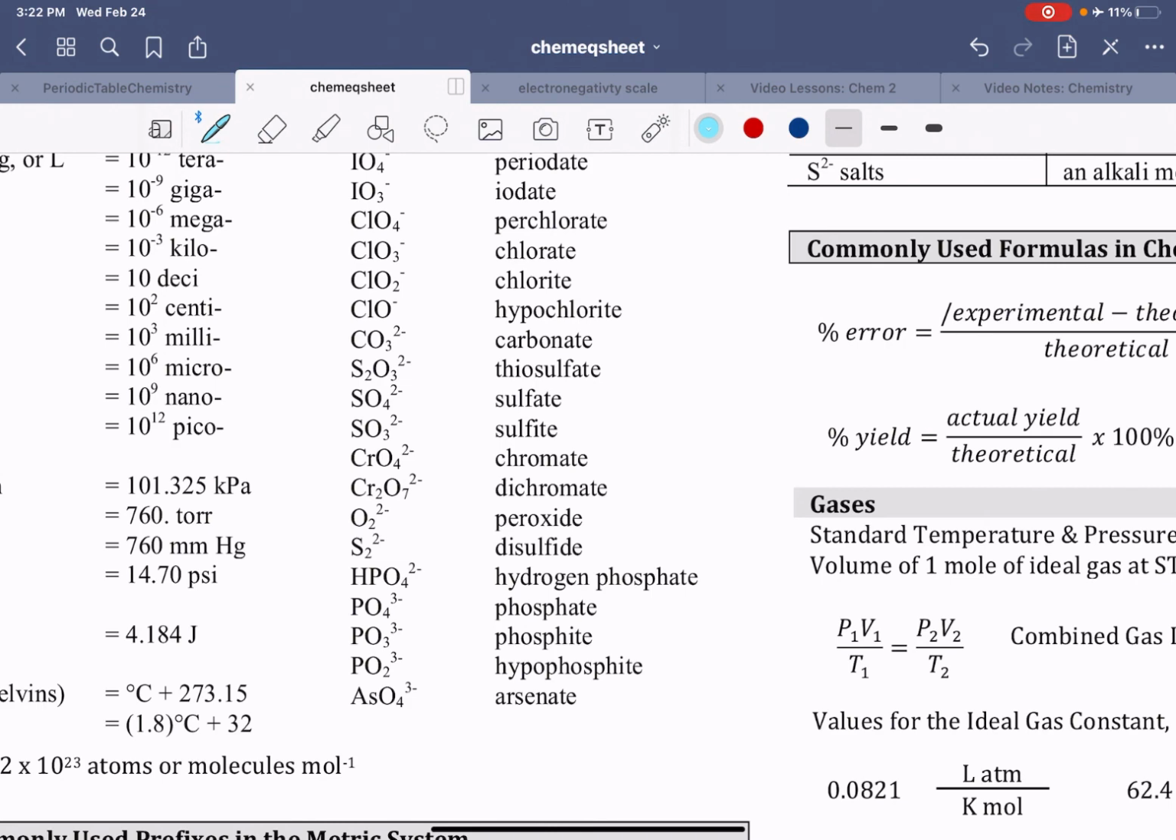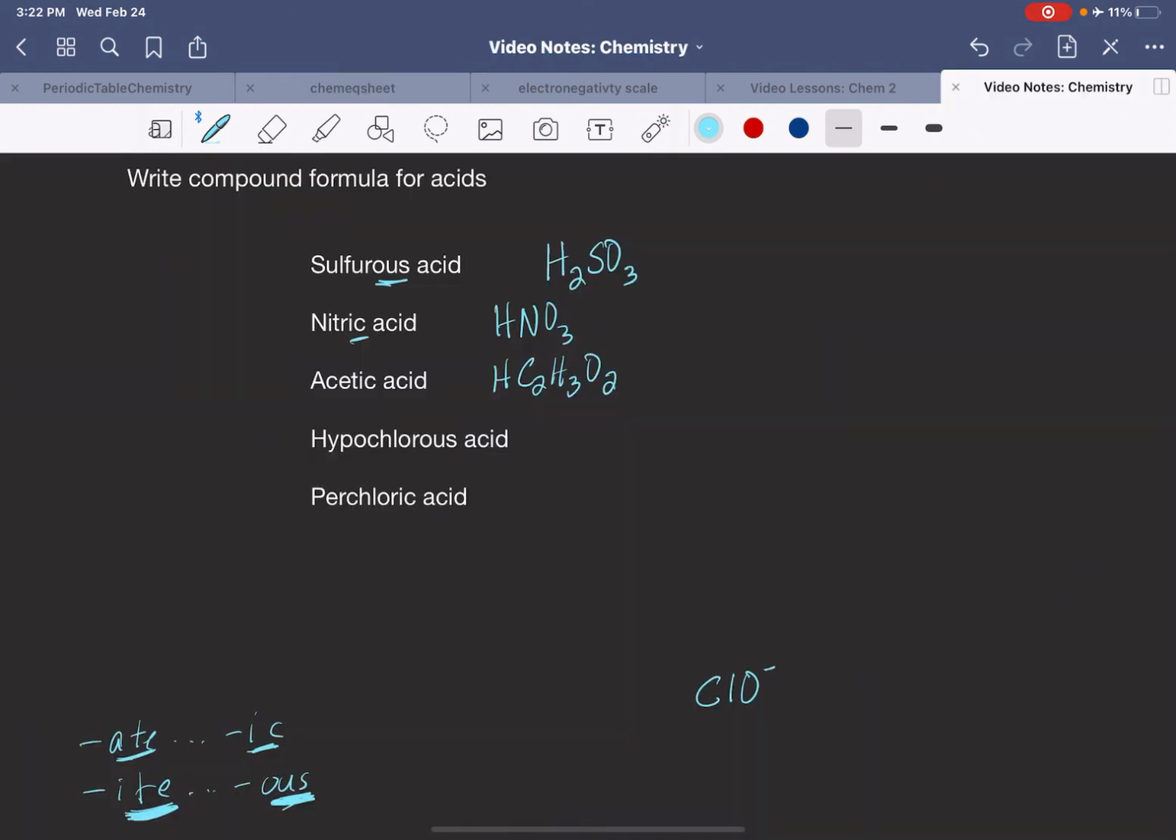But we're dealing with hypochlorite, ClO minus, right? So we've got ClO minus plus our hydrogen ion. The oxidation charge sums are already 0 by adding those together. So we've got HClO. All right.